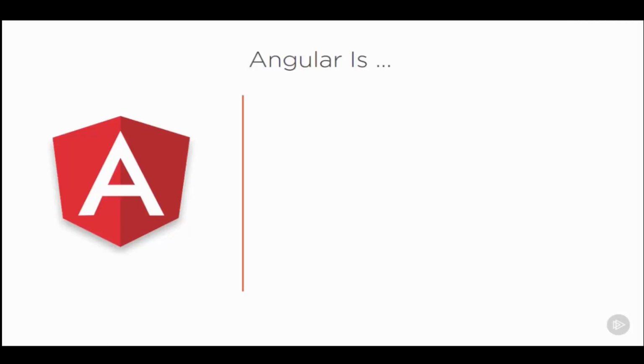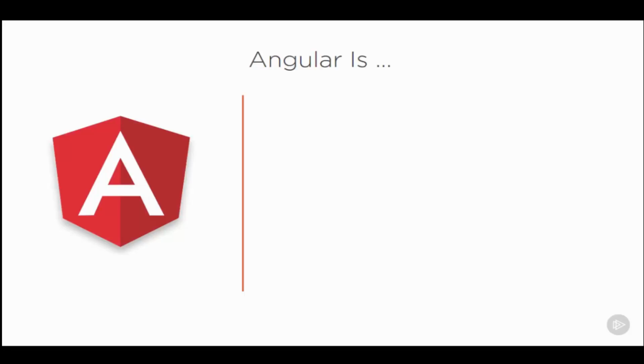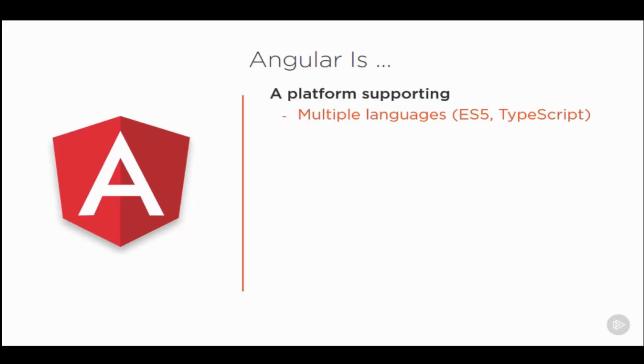At the beginning of this course, we defined Angular as a JavaScript framework for building client-side applications using HTML, CSS, and a language such as JavaScript. But this is a somewhat narrow view of Angular, focusing on using it just for client-side web applications. But Angular is actually so much more. A better definition is that Angular is a platform. It supports multiple languages, multiple templating syntaxes, and multiple rendering targets.